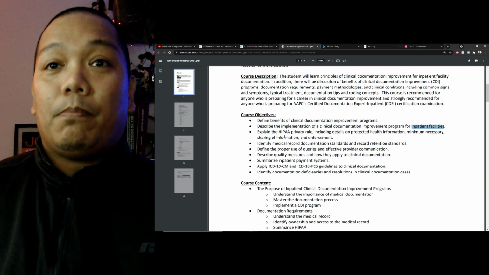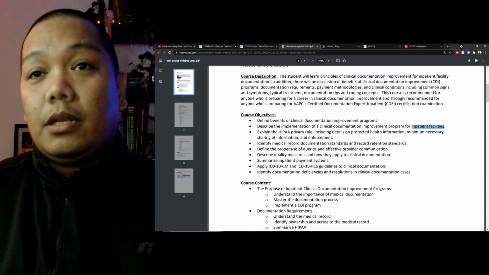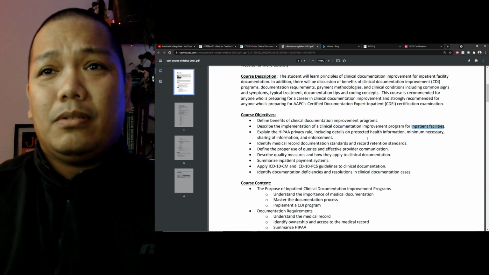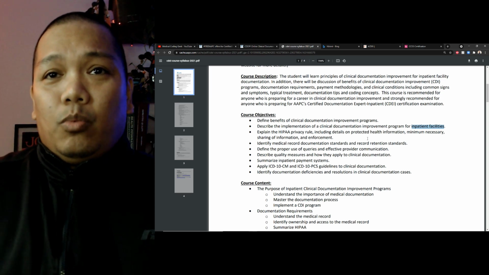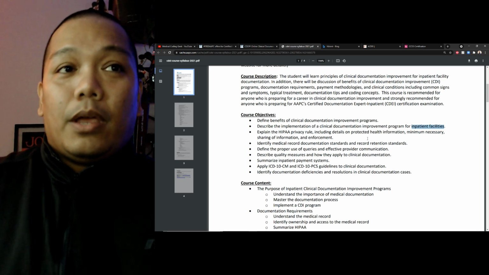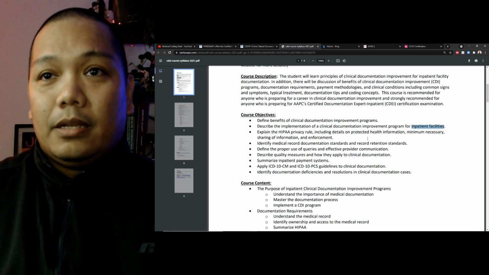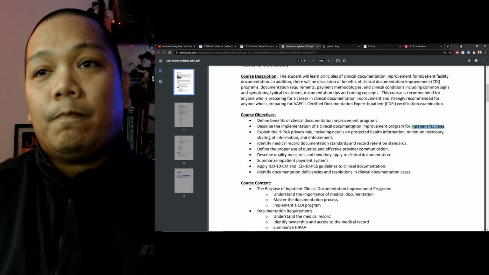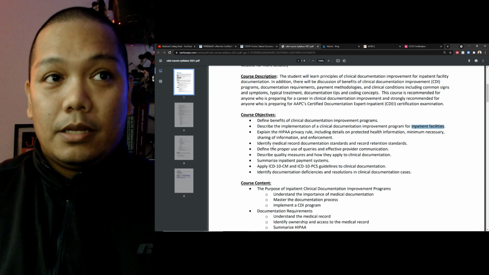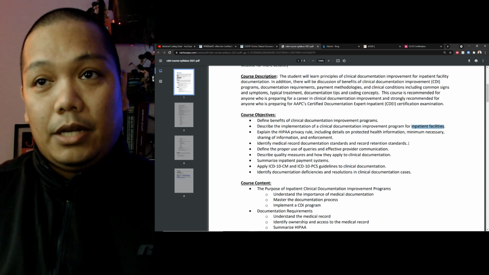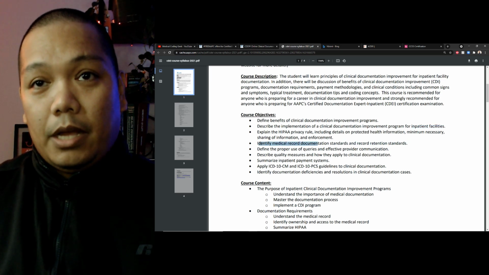Explain HIPAA privacy rule, including details on protected health information, which is something required. When we were told that we needed to add these questions, I was like, okay, it's just out of formality. But yes, you do need to know HIPAA privacy, PHI, minimum necessary, which I think is very standard for all exams, I believe. Identify medical record documentation standards and retention standards. It's just HIM stuff, health information management.